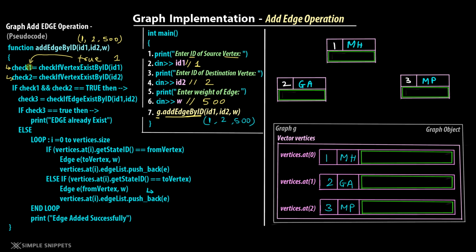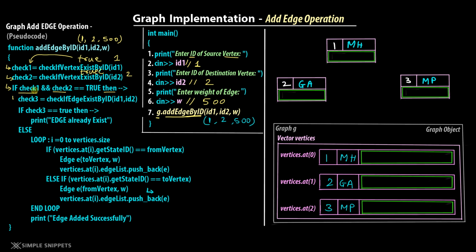So first check1 and check2, both of them will return true because ID2 is going to be 2. 2 also exists. You can see GA, that is Goa, has a state ID of 2. Now the next thing, the third step is we check: if check1 and check2 equals true, then what it would mean is that there exist two vertices with IDs 1 and 2, correct?